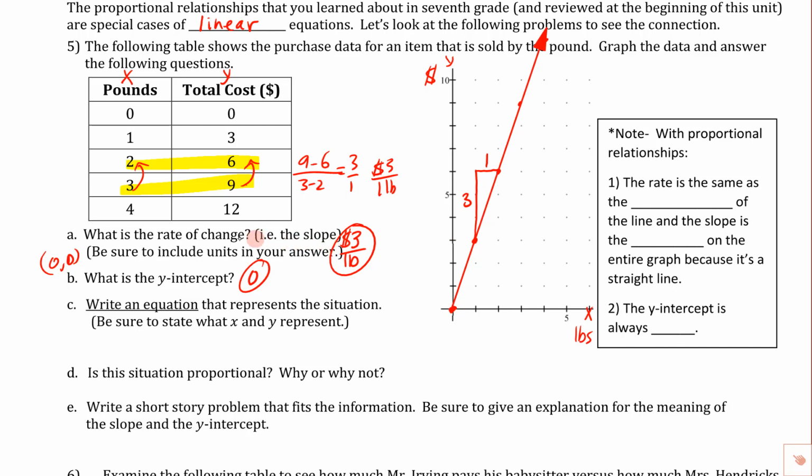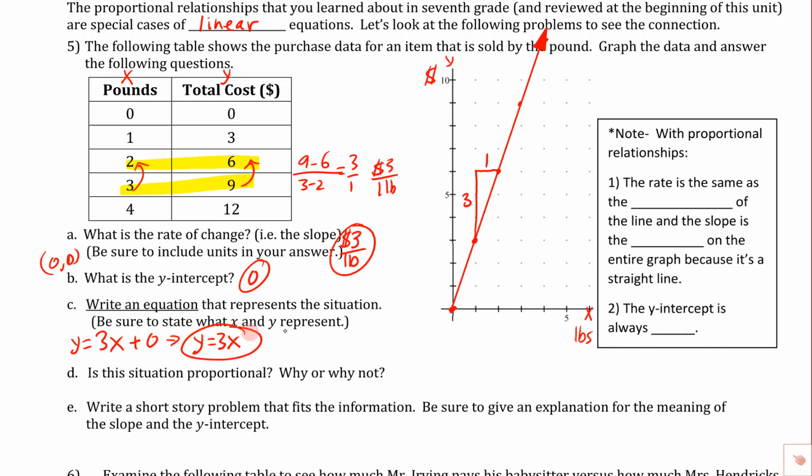Now, if we've got the rate of change, or in other words, the slope, and we've got the y-intercept, then we can write an equation that represents this. So we're going to write y equals, remember it's the slope, it's the rate of change, it's m, that's going to be 3 times x, and then plus the y-intercept. The y-intercept in this case is 0, so it's y equals 3x plus 0, or we're going to clean that up and we're just going to write y equals 3x. There's our answer for this.